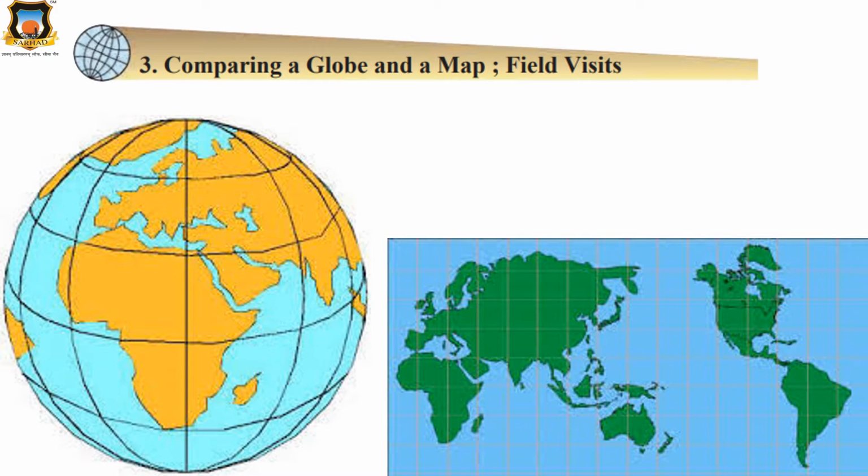Okay, and what is the map? See here, you can see two images on this screen. What is the first one? First one is the globe. Yes, and the second one is the map, and this is the globe. Clear? Yes, do you all know this?